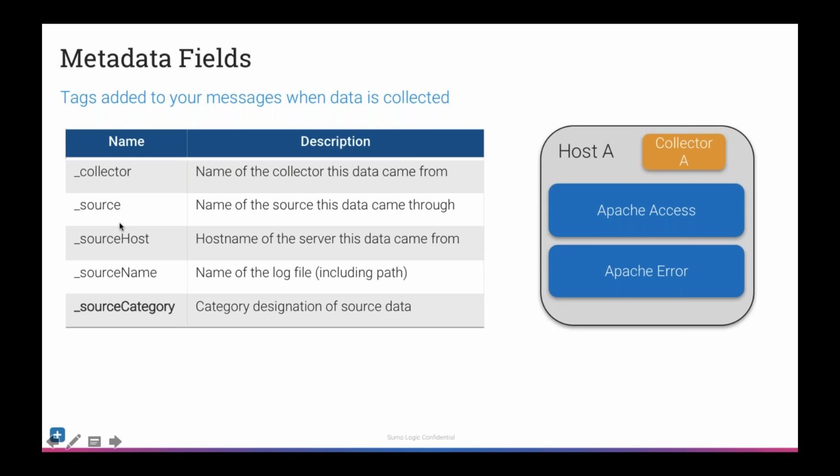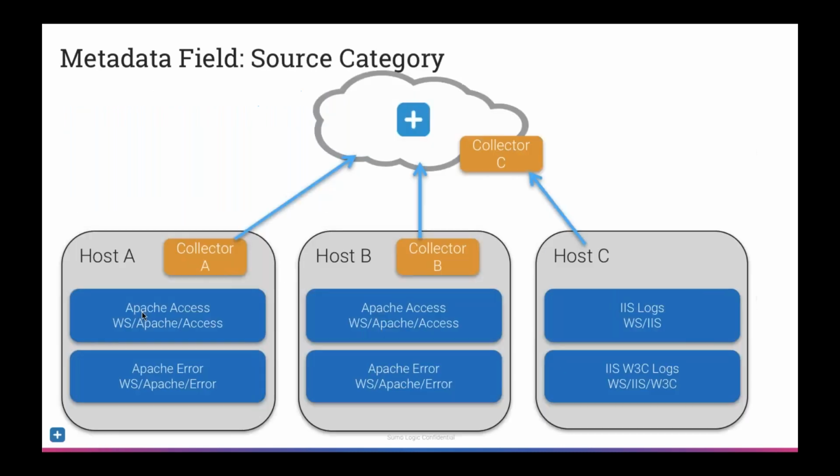Why do we tag these things? Because you might want to search only the data for a particular source host, or only the data that came in through a collector. Or if you play your cards right, and there's a lot more of this information in future sessions, you can set up a source category that is pretty meaningful for you.